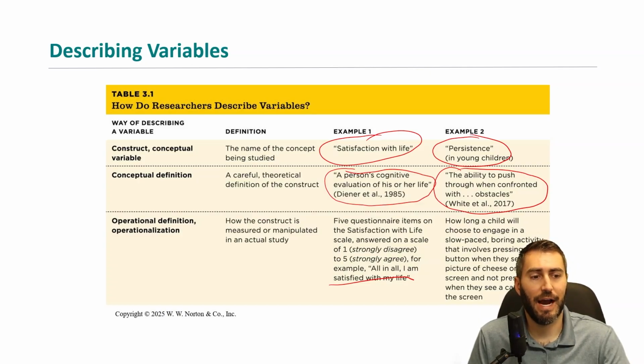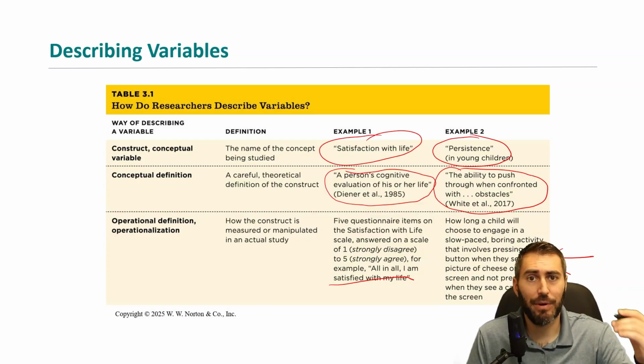Same thing for our second example. Maybe we have identified a specific way here that we want to measure using very specific details of how we're going to measure this ability to push forward. Maybe we look at how long they'll engage in some type of challenging or boring or slow-paced activity, and we use that measurement as a way to assess their level of persistence.